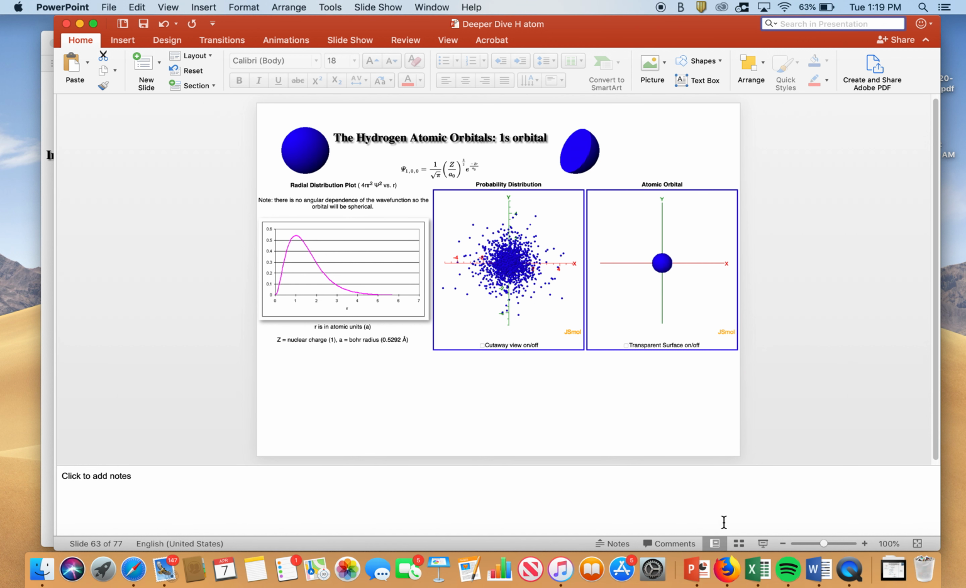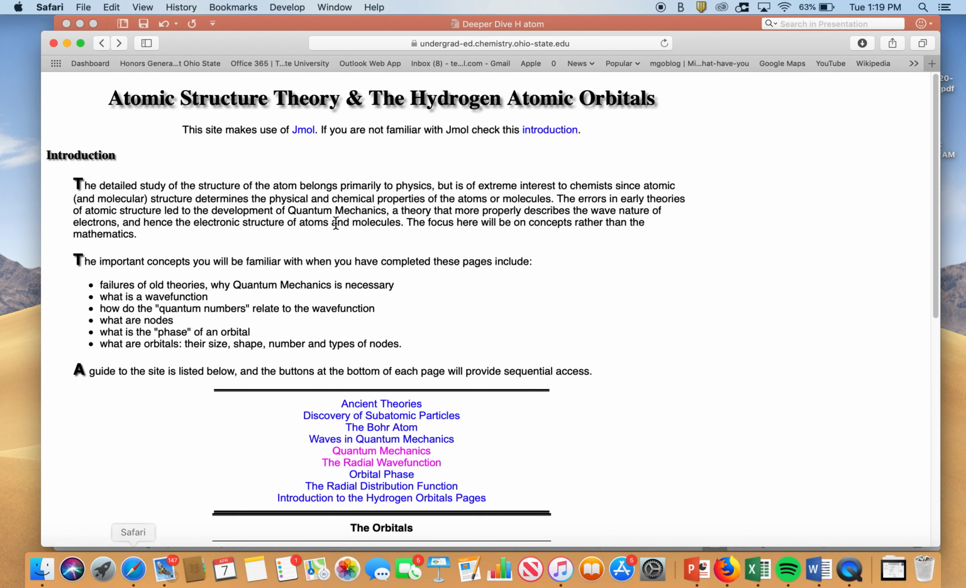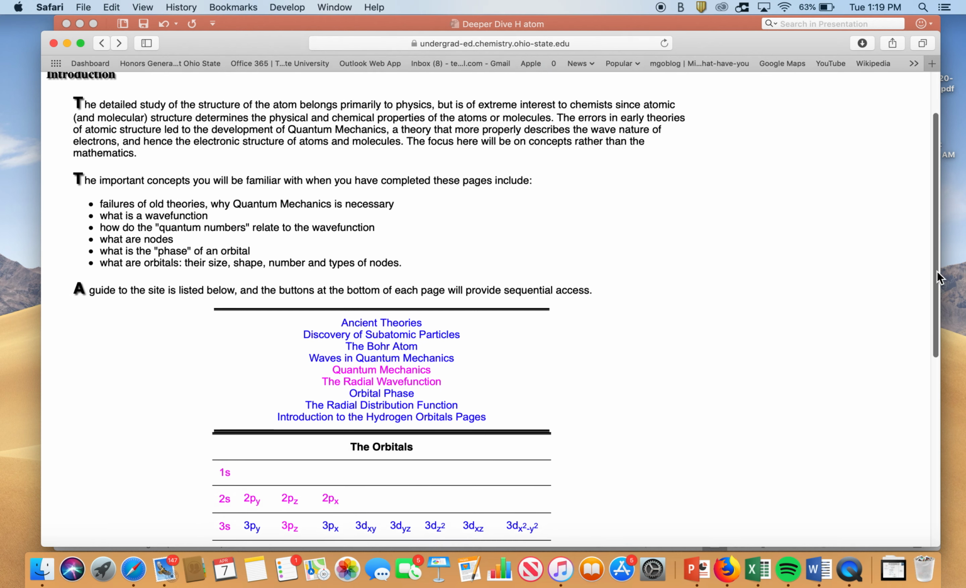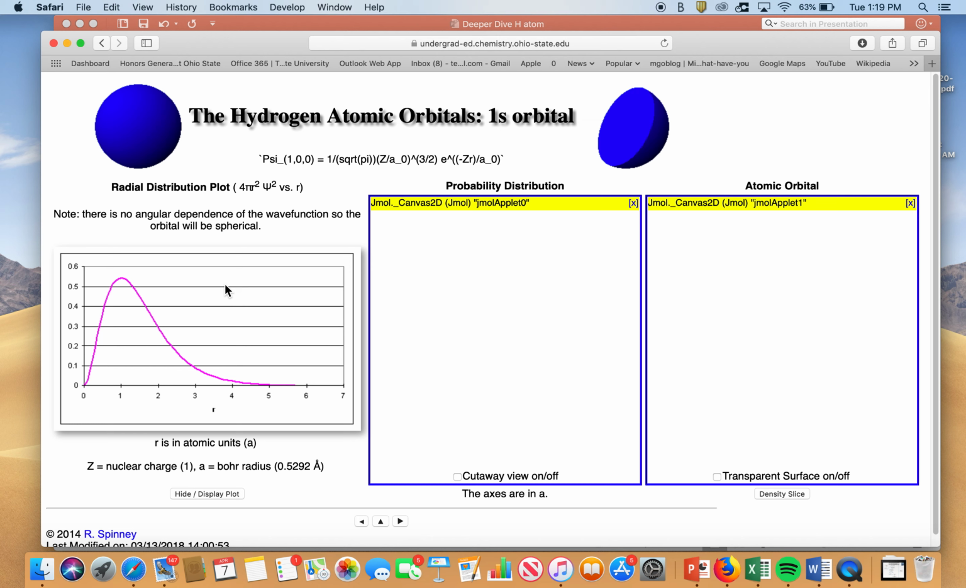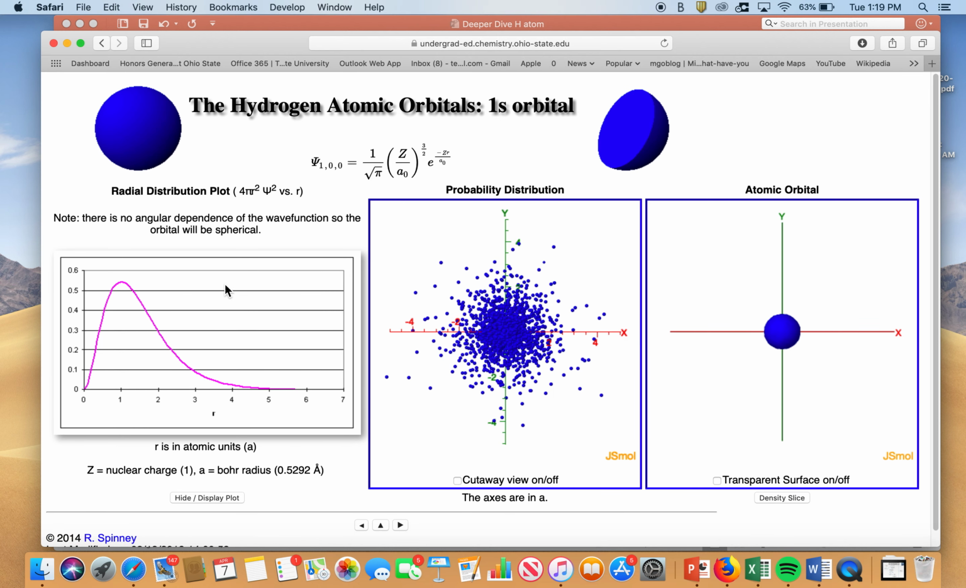I'm using each of these. I'm grabbing them from the site my colleague Dr. Spinney has put together. So for each of the atomic orbitals, you can click on it and see the description. So again, this would be the wave function that includes both a radial and an angular component. This would be after accounting for the volume, the radial probability distribution function.